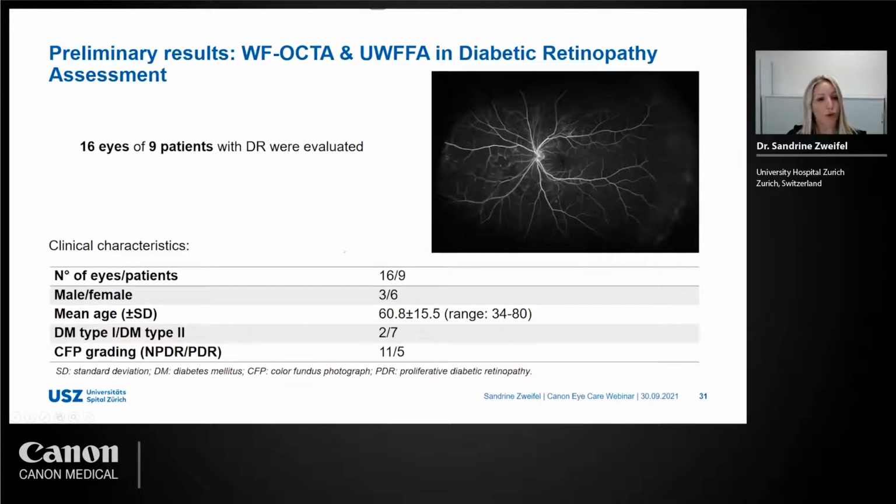Let me show you the preliminary results. We scanned 16 eyes. They had a mean age of about 68 years. Type 1 and type 2 diabetes were included, as well as non-high-risk proliferative diabetic retinopathy.